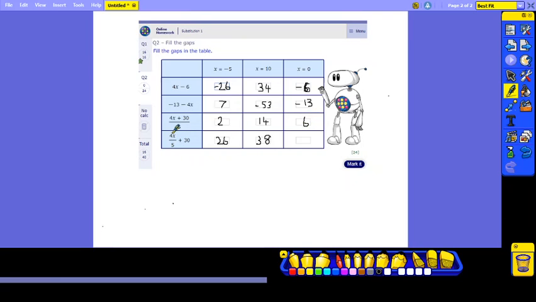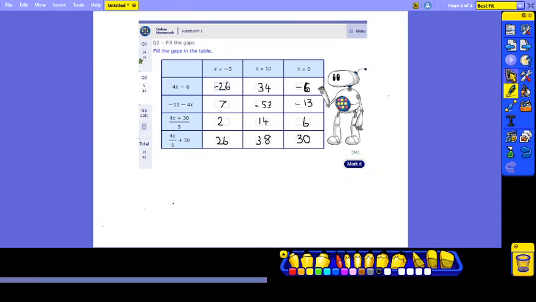And then let's look over here. I've got 4 lots of 0 is 0. 0 divided by 5. Well, if I have nothing and I'm dividing it by 5, I'm going to have nothing still. So I've now got nothing, add 30, which is just 30. It's probably one of the easiest ones. And there we have it.